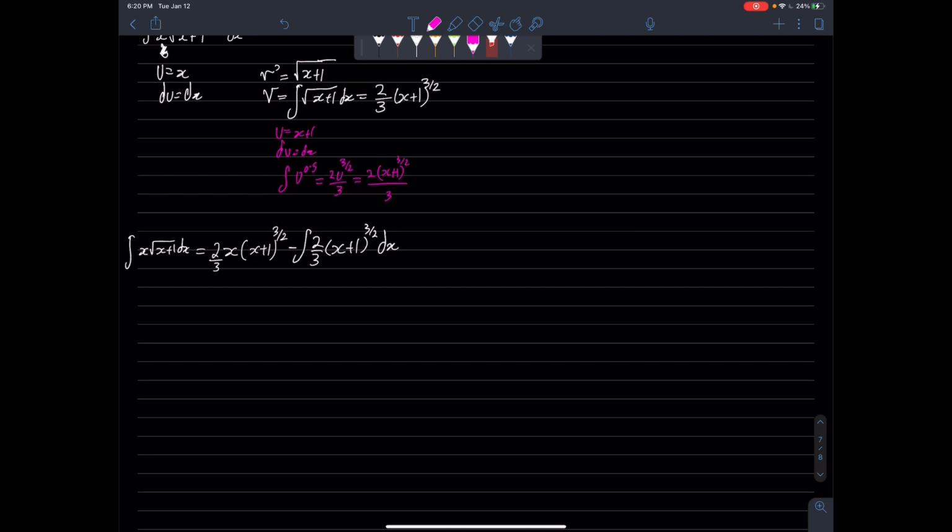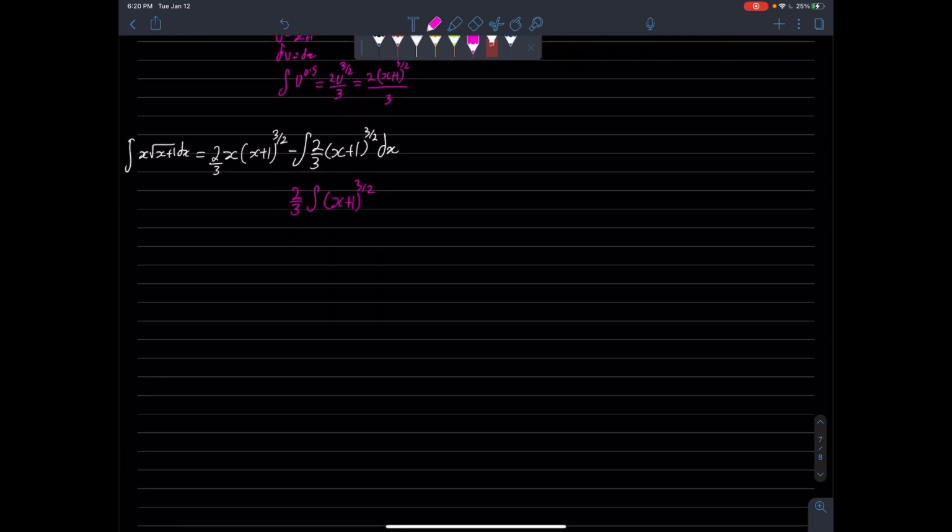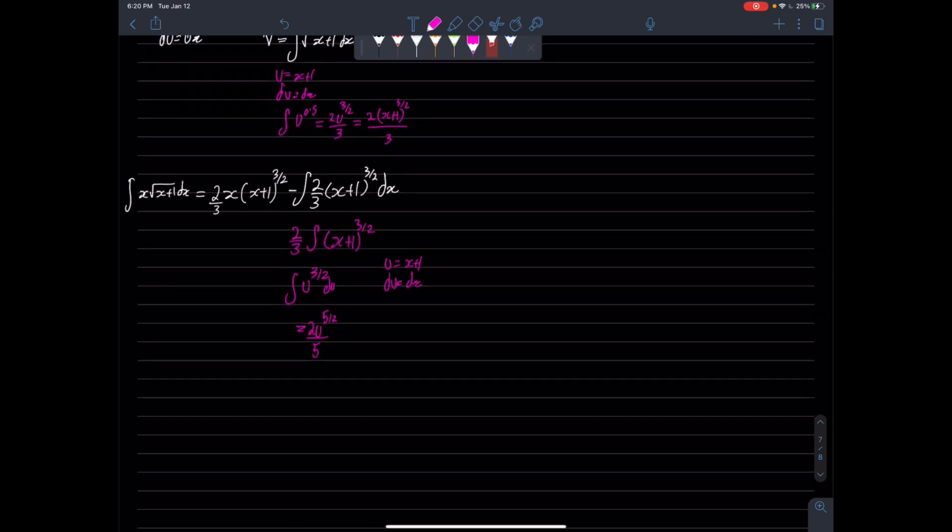So let's break it up again. I'll use this color. We'll put this outside. So now you just got x plus 1, 3 over 2. We're going to use u substitution. U is equal to x plus 1, du is equal to dx. And we use 3 over 2, right? du. What does that give you? So you add 1, it's going to be u to the 5 over 2 divided by 5 over 2. It's going to be 2 over 5, right? Well, plus the c, but yeah, actually we need the plus c here anyways now.